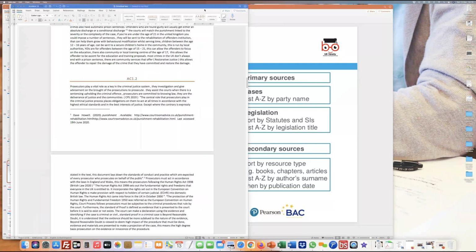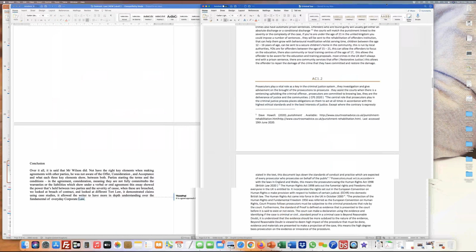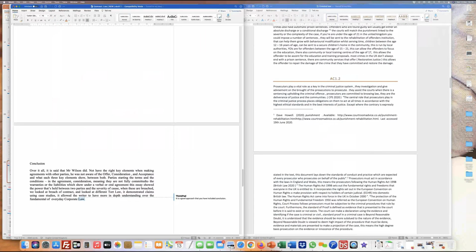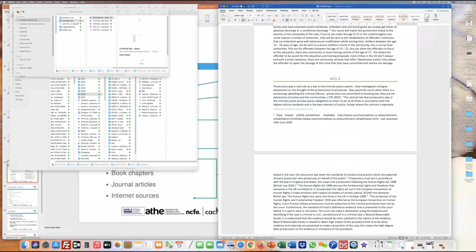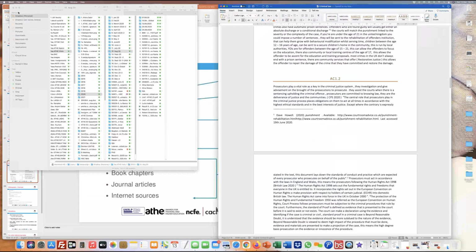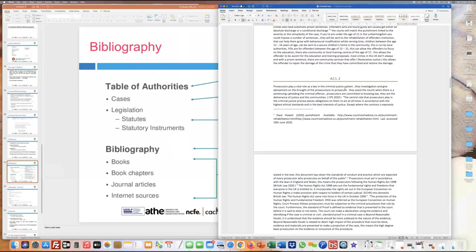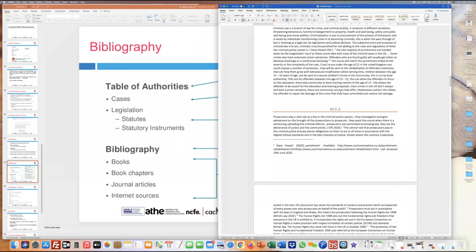There we go. So I'll show you an example. This is an assignment which one of the learners has submitted, because he's studying law with us at level 5, and in level 3 and level 4. So, level 5, I'm just picking out one unit.